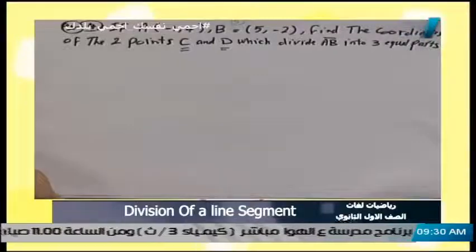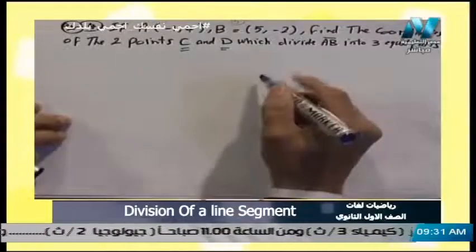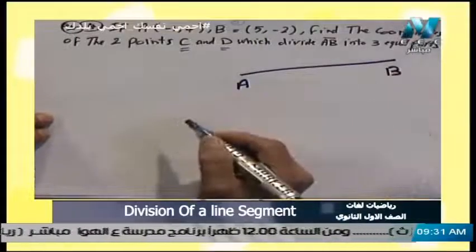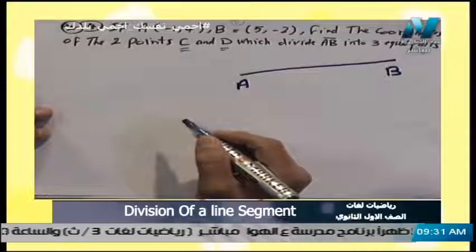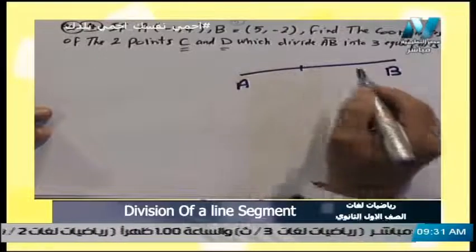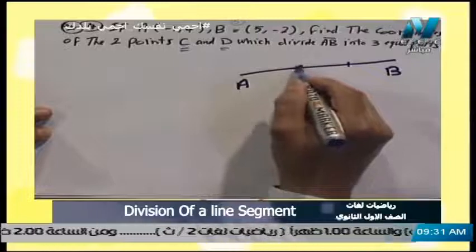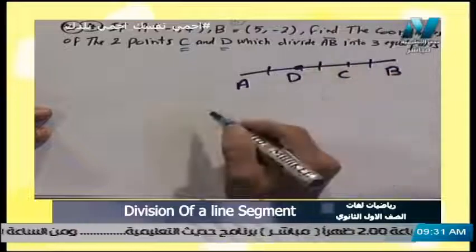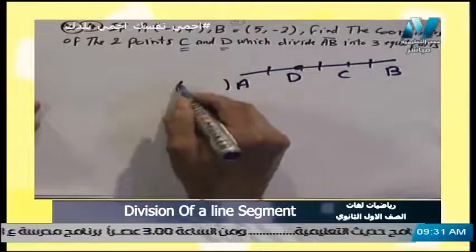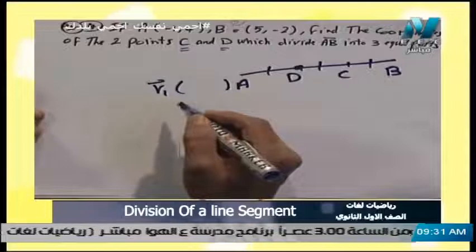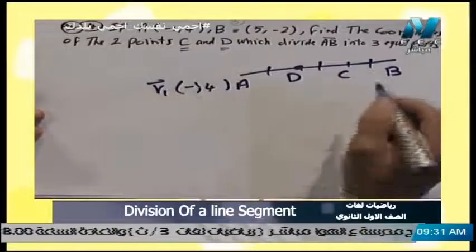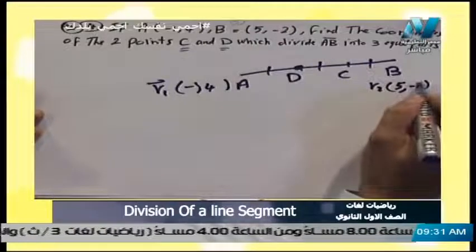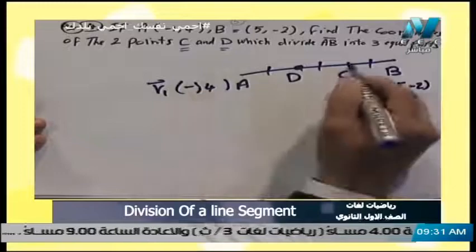So we have here a line segment AB like that, and we would like to divide it into 3 equal parts like that. Say this is D and this is C, and all of these parts are equal. And we know that R1 here is A, which is negative 1 and 4, R2, which is B, equals 5 and negative 2. And C here divides.